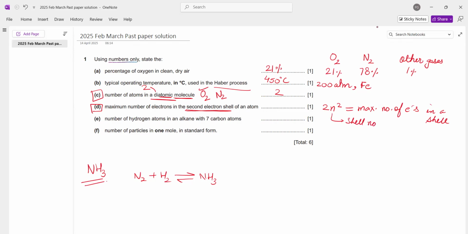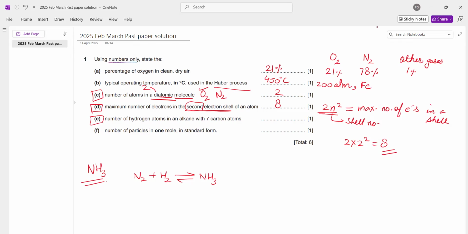So applying this formula, let's put the value of n as 2 because they are talking about the second electronic shell. So for the second shell, we get the answer as 8. So 8 is the maximum number of electrons that can be there in the second electronic shell of any atom. Any atom, yes. And this formula can be applied for any atom too.